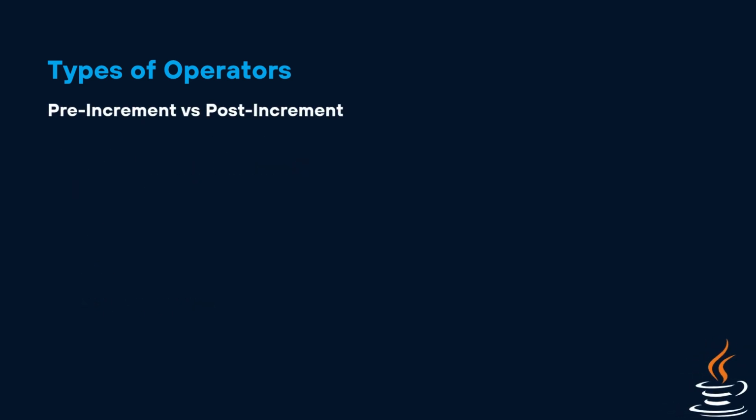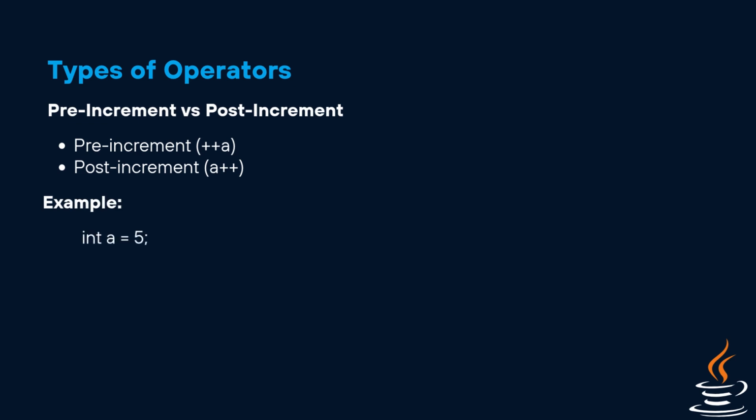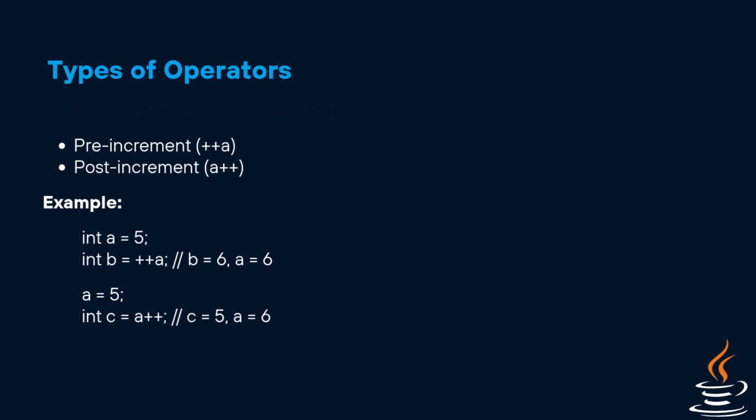Pre-increment versus post-increment. This can be a little tricky. Pre-increment, that is ++a, increases the value first, then uses it. Post-increment, a++, uses the current value, then increases it. Example, int a = 5, int b = ++a. Here b = 6, a = 6. Next, a = 5, int c = a++. Here c = 5, a = 6.